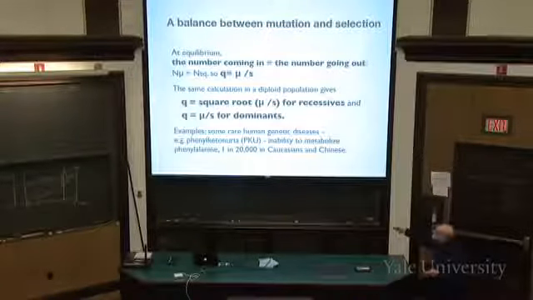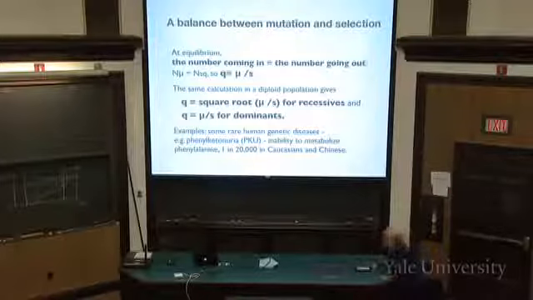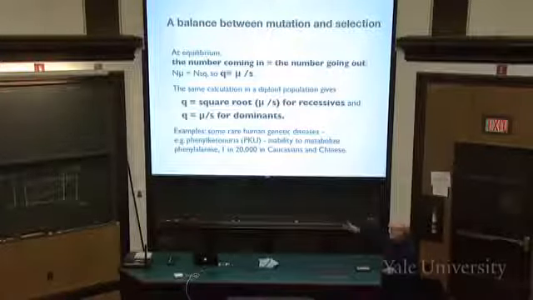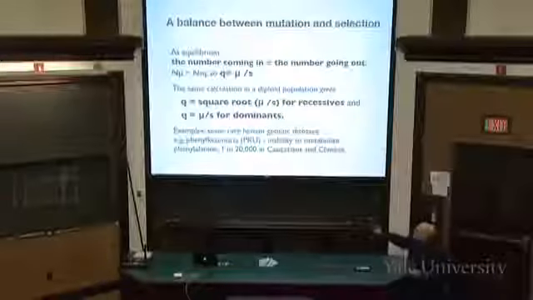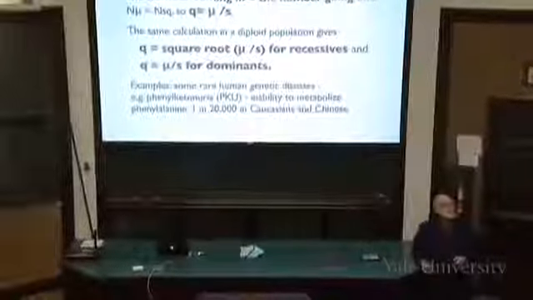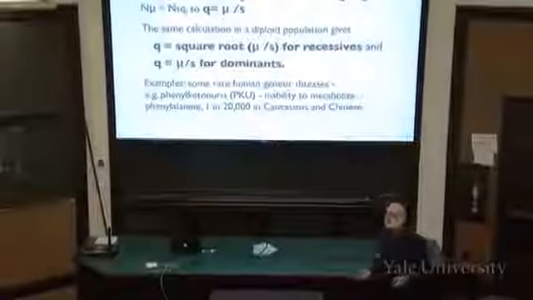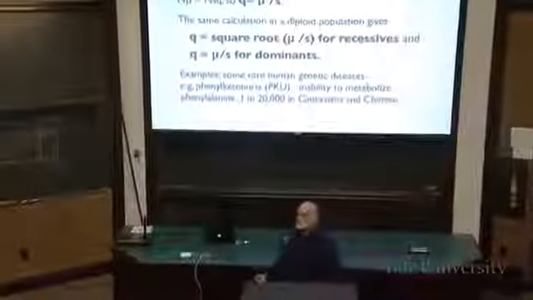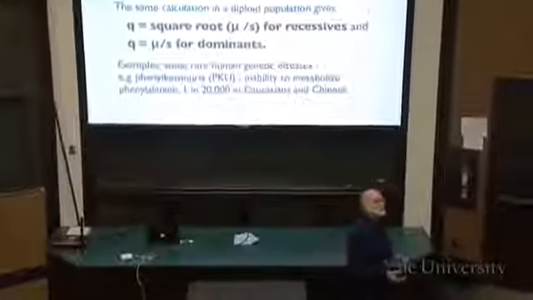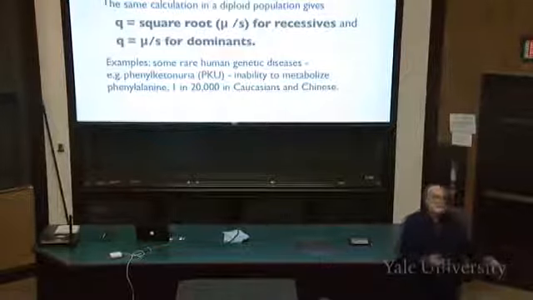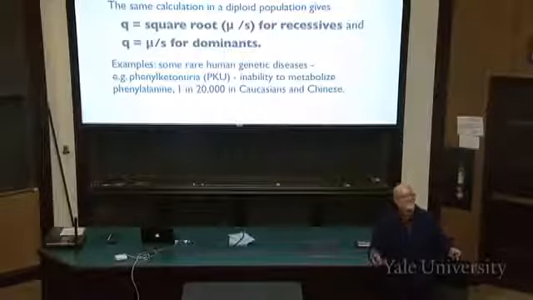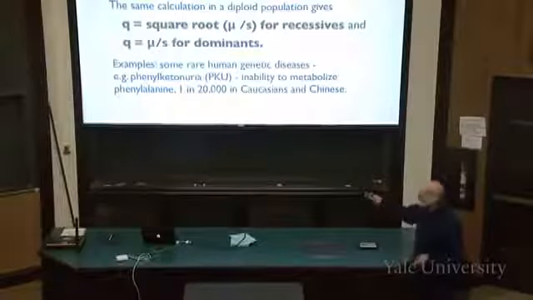So there are some examples of this. There are rare human genetic diseases such as phenylketonuria. That's the inability to metabolize phenylalanine. It has a frequency of about 1 in 200,000 in Caucasians and Chinese. It is probably in selection mutation balance. It's at low frequency, but it's present in the population. People with it suffer a selective disadvantage. It keeps mutating and coming back in, and it keeps getting selected out. The result is balance, okay? And it's pretty rare.